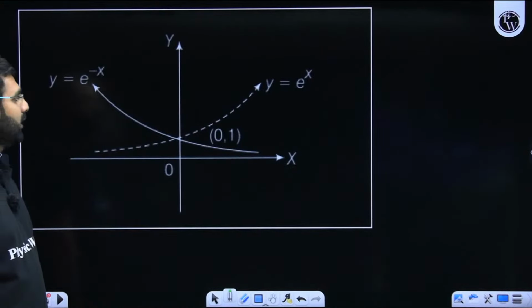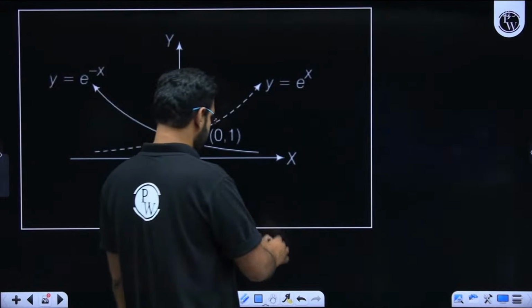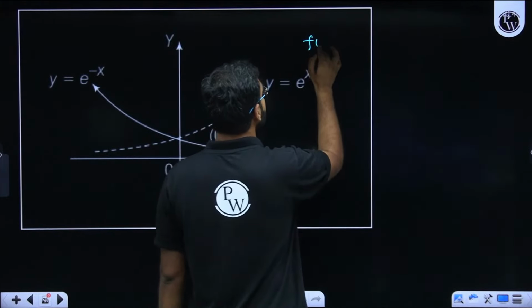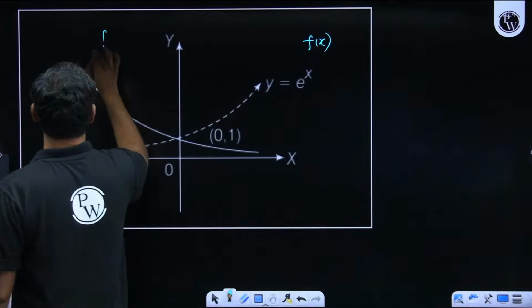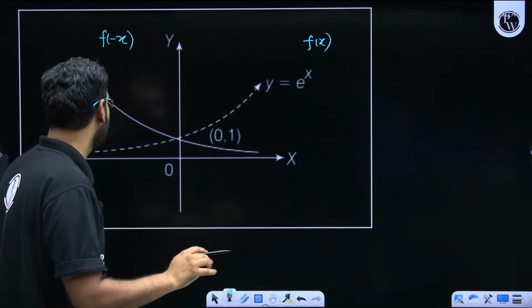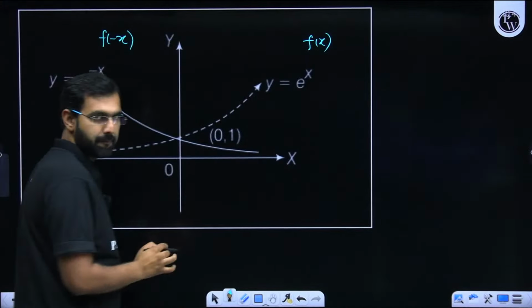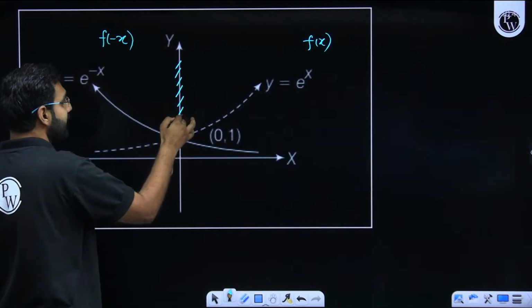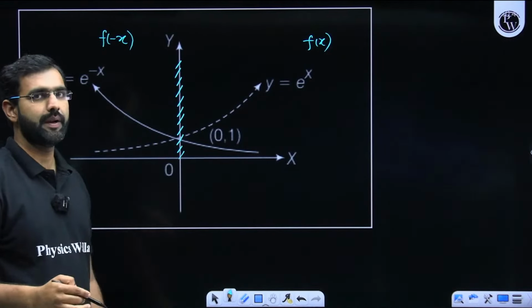Now moving ahead from here, if you are given the graph of f of x and you are asked to draw the graph of f of minus x, what is the method you follow here, students? I hope you remember, if this is the graph of f of x, to draw the graph of f of minus x, all you do is take its mirror image with respect to the y-axis.